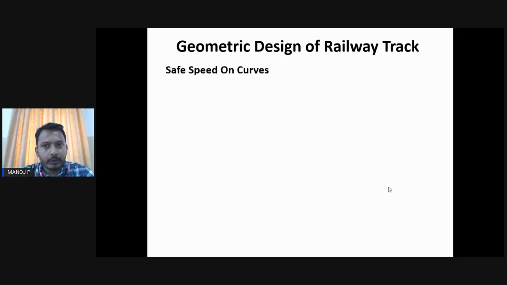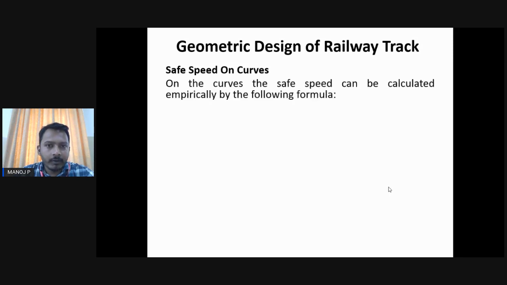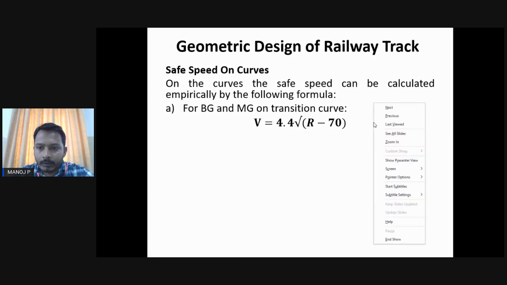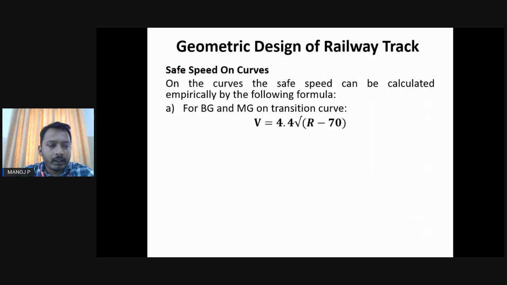Okay, here the most important thing with respect to railway engineering is that they will be asking something with respect to gauge length, what is the safe speed, and all. Okay, the formula used for calculating the safe speed on curves, when we consider broad gauge or meter gauge on a transition curve, is v, where v is the speed expressed in kilometer per hour, equal to 4.4 square root of r minus 70.